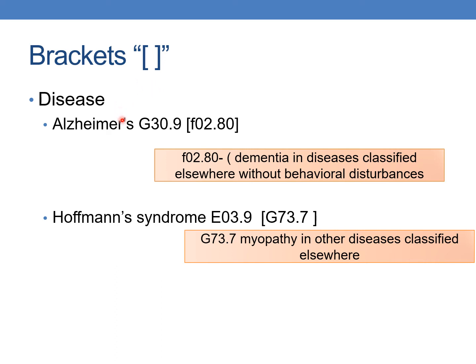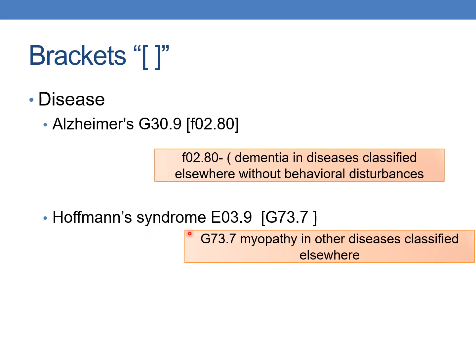If you search for Alzheimer's disease in the alphabetic index, you will find that under the disease Alzheimer's, it is given by G30.9 followed by a code in brackets, F02.80. Usually Alzheimer's disease is associated with dementia. So whenever the physician documents Alzheimer's disease with dementia, you need to give two codes, G30.9 followed by F02.80, which is nothing but dementia in diseases classified elsewhere without behavioral disturbance. Because dementia is a manifestation of Alzheimer's disease, this is indicated by brackets in the alphabetic index. So brackets are used in the alphabetic index to indicate manifestation codes.